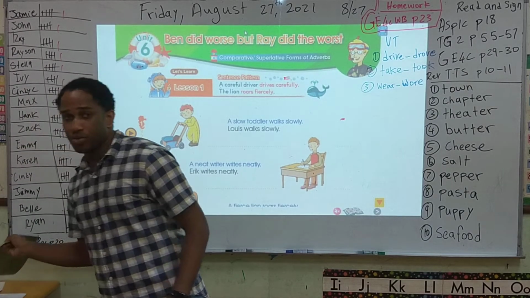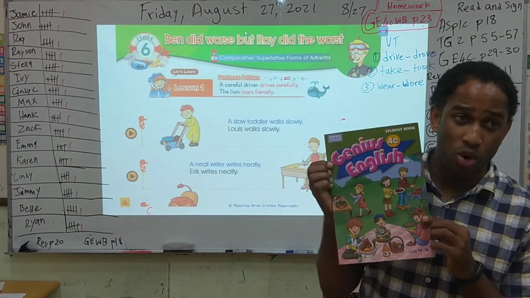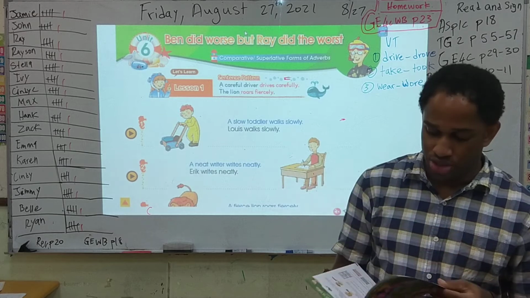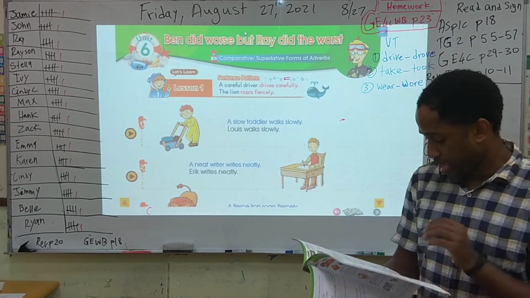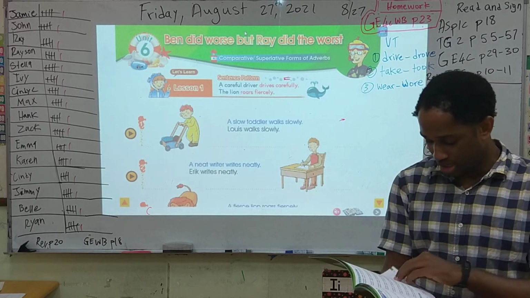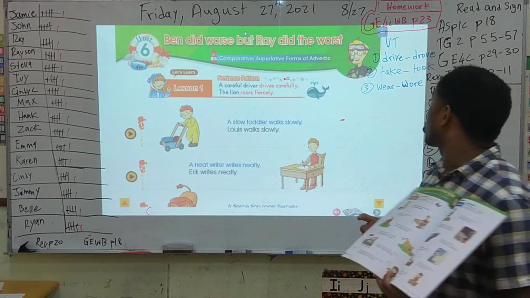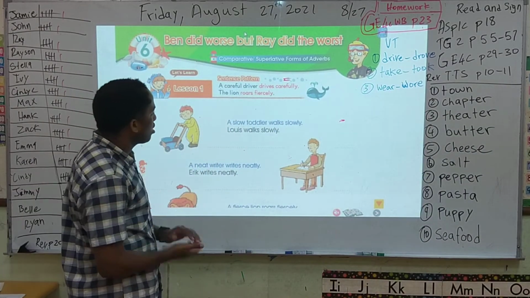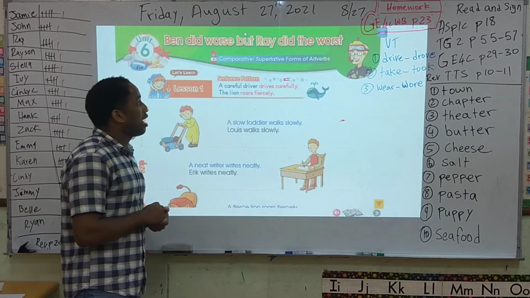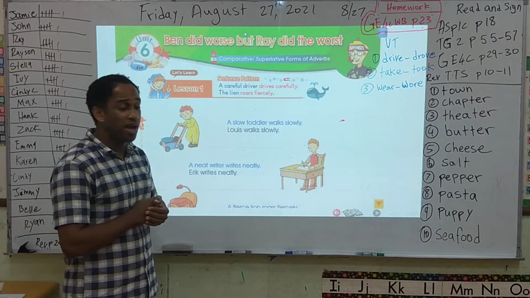So now everyone, please take out your GE4C student book, and please turn to page 29. We're going to do pages 29 and 30. Okay, so we're going to do adverbs, the comparative and superlative form of adverbs.